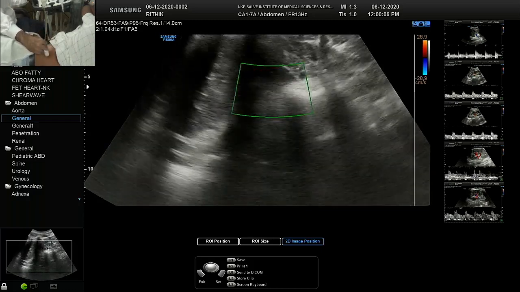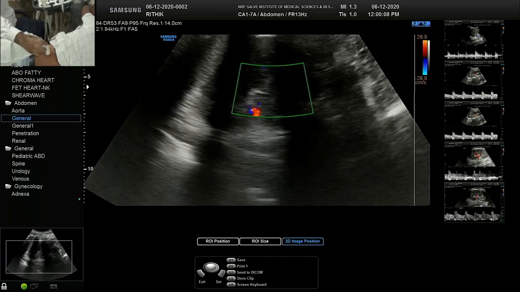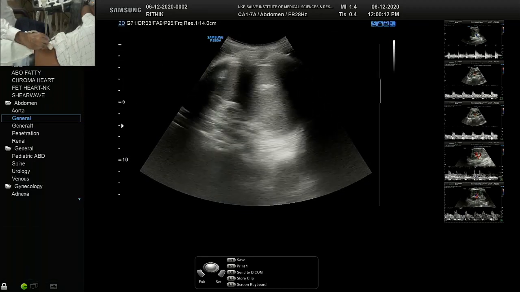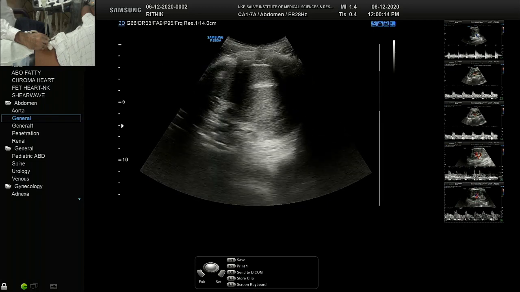So we try to go back to the basic, take upper transverse or axial view.